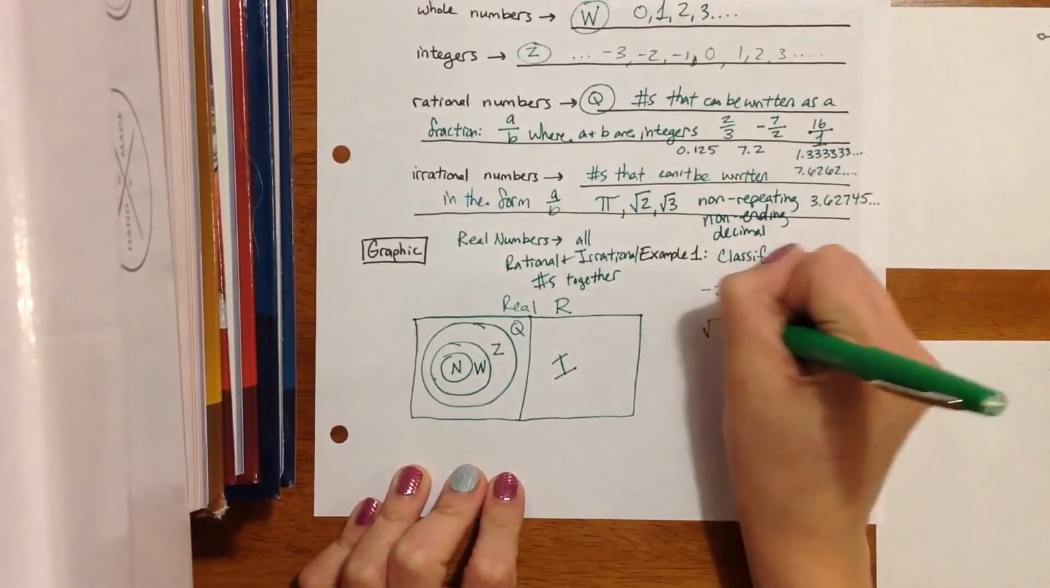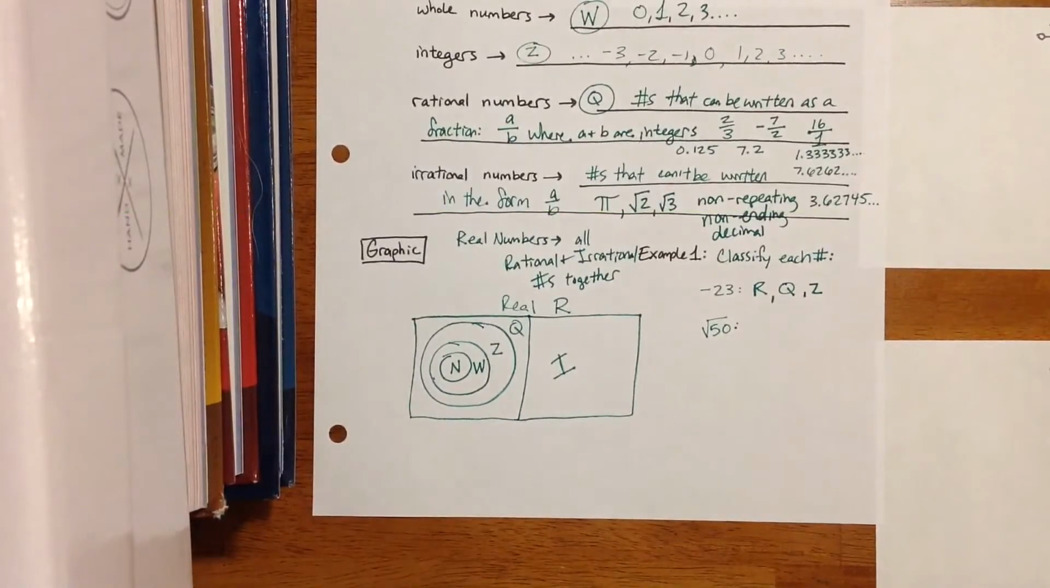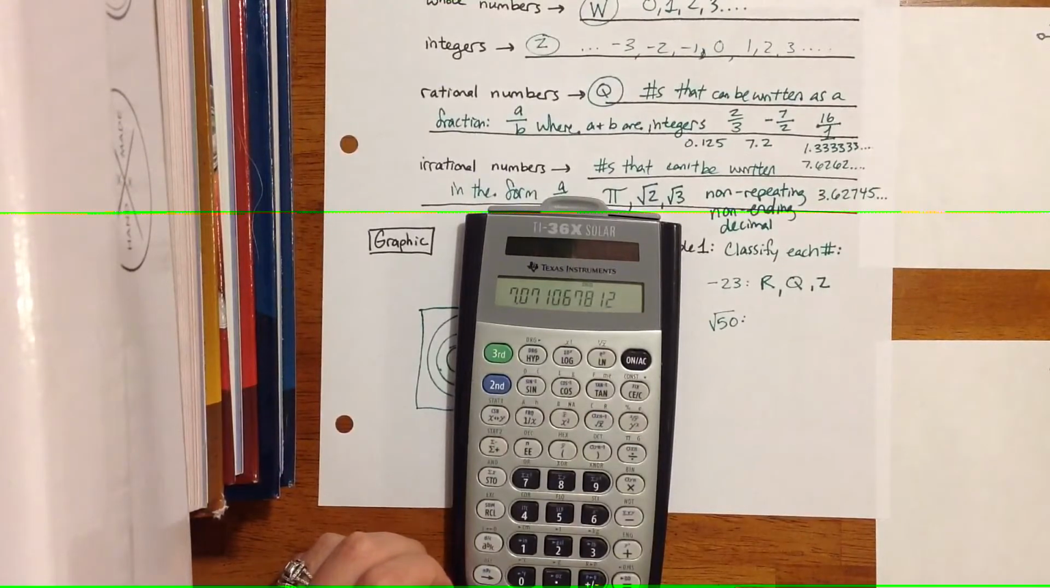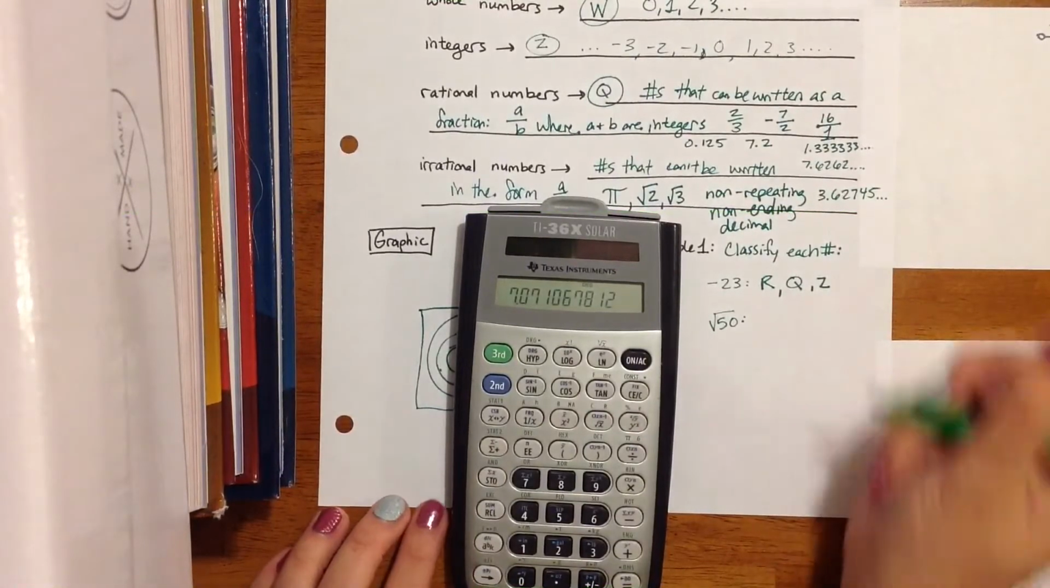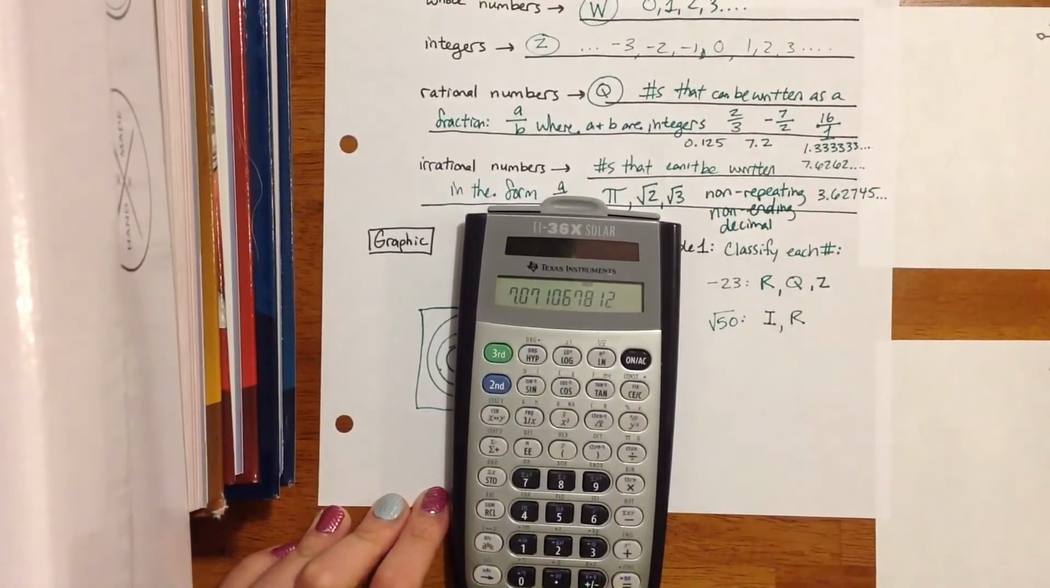Let's talk about the square root of 50. I don't know it off the top of my head, so I'm going to go to my handy calculator here. The square root of 50, I see, is a really awkward decimal with no discernible pattern, so I'm thinking this is an irrational number, which means it is also real.